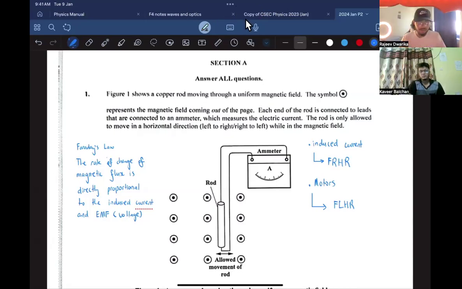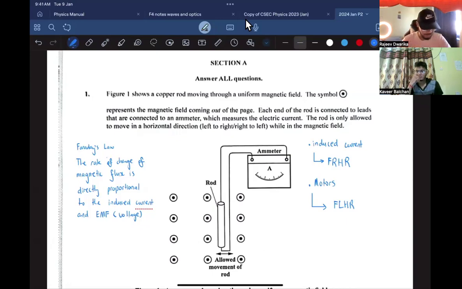All right, so Justin, anytime you have an induced current, you have to use Fleming's right hand rule. So I want you to put up your right hand. You sure that's your right hand? Okay, cool. So in Fleming's right hand rule, your thumb represents the motion, your second finger represents the magnetic field, whether it's moving in or out, and the last finger represents the current.